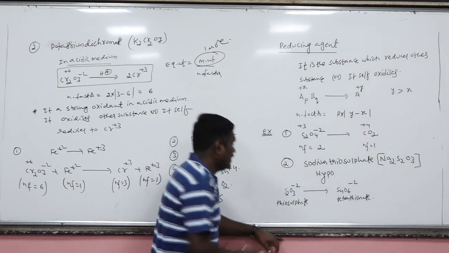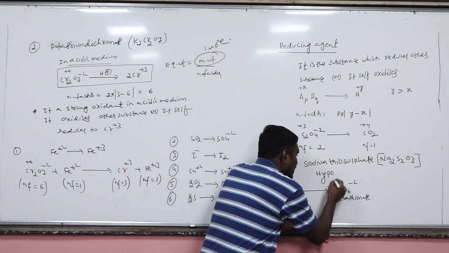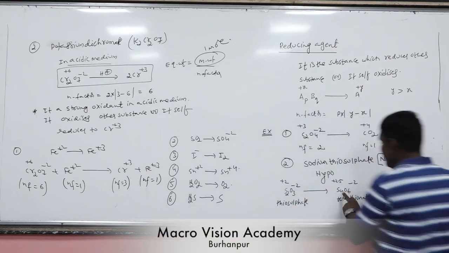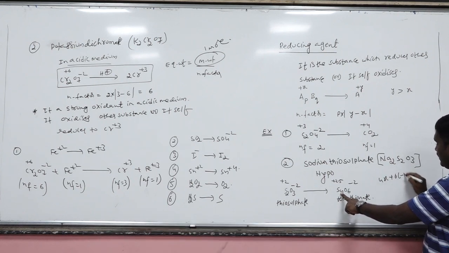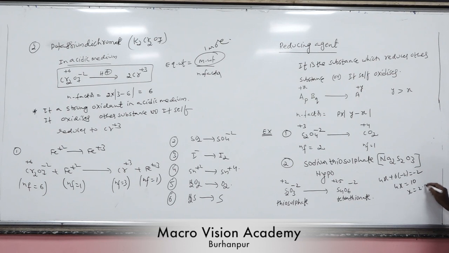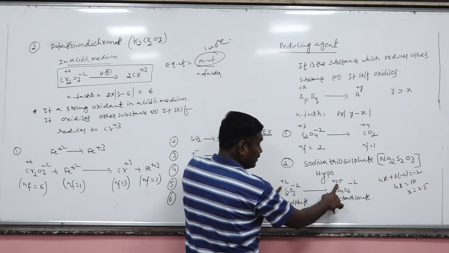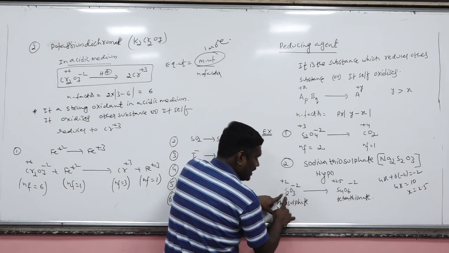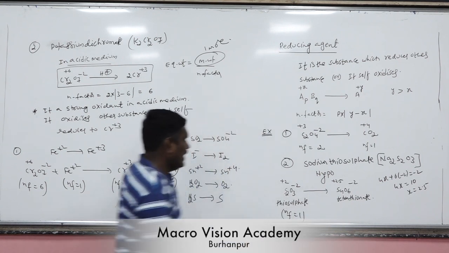Now, what is the oxidation state of sulfur here? +2. Here, what is the oxidation state of sulfur? 2.5. How 2.5? Total, how many sulfur atoms are there? 4. 4 into each sulfur, let us suppose X, plus each oxygen is -2, 6 into -2, is equal to net charge -2. So -12 goes to the right side, 12 minus 2, 10. 4x is equal to 10, so x is equal to 10 by 4, 5 by 2, that will be 2.5. Now from here to here, the change is 0.5 per sulfur atom, but there are 2 sulfur atoms, 2 into 0.5, that is 1. Here the N factor of sodium thiosulfate is 1.